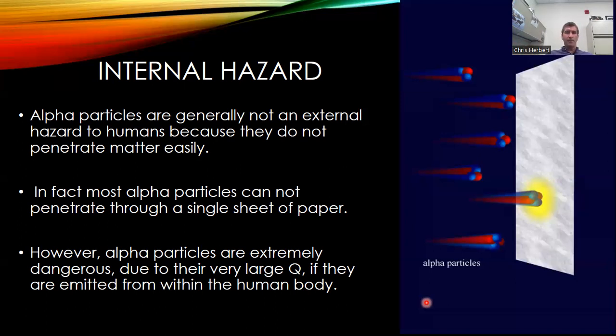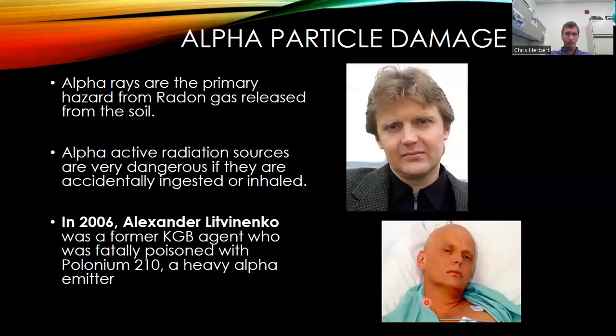The problem is if you somehow get this material into your body, then these alpha particles, which are very, very large, have a lot of energy to them, typically about 7 mega electron volts. They're going to do a lot of damage. They're going to do a multiple ionization when they enter the body.